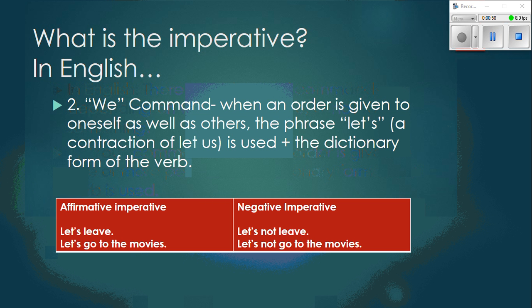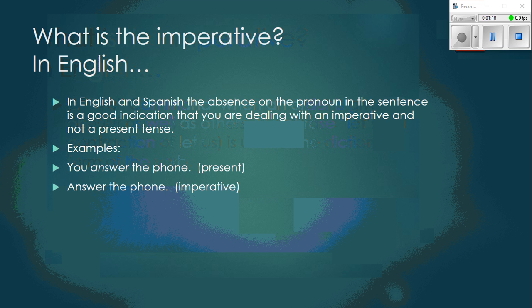Also in English, we have we commands. When an order is given to oneself as well as the others, they use the phrase let's, a contraction of let us, plus the dictionary form of the verb. Let's leave, let's go to the movies, let's not leave, let's not go to the movies.